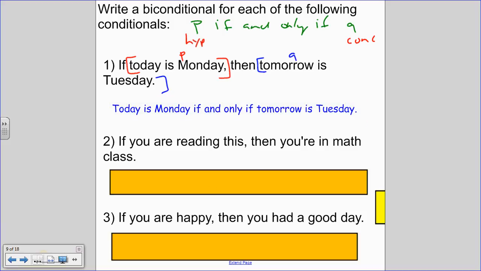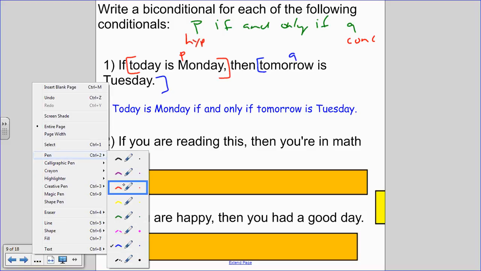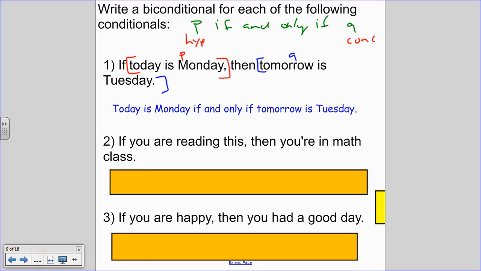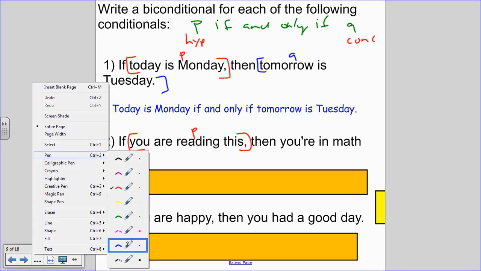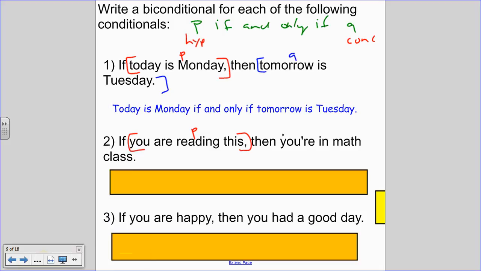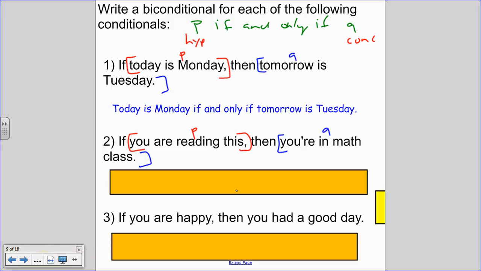So same idea for number 2. Identify P and Q. P is you are reading this. Q, you're in math class. So the biconditional should say you are reading this if and only if you're in math class.